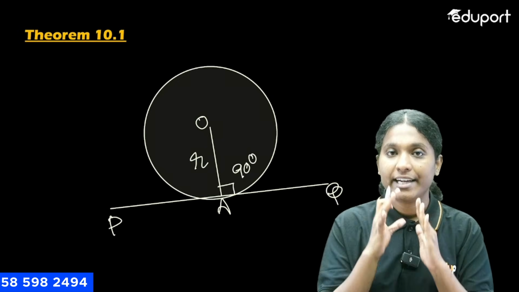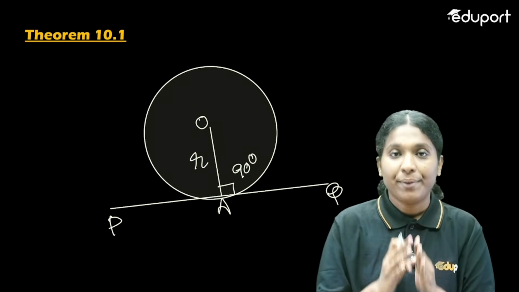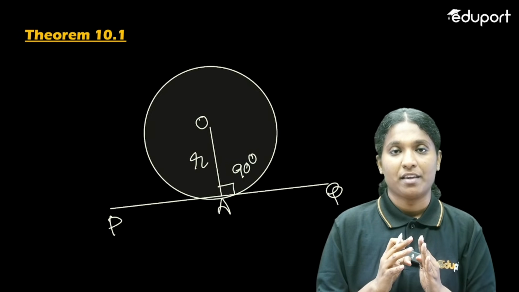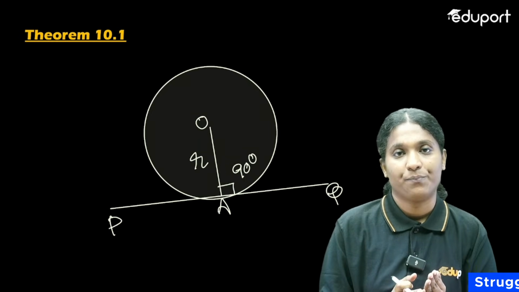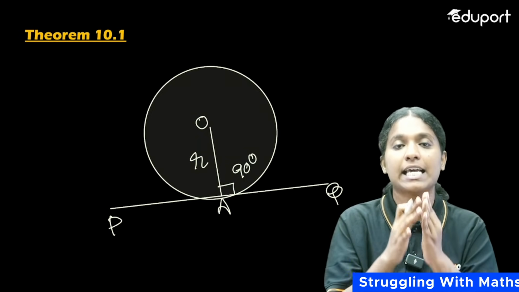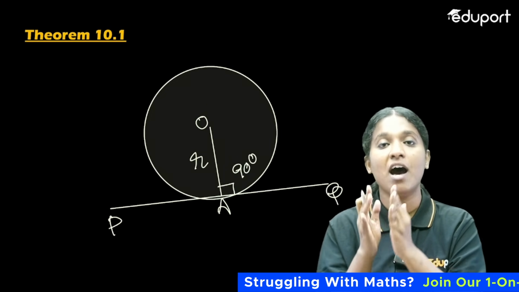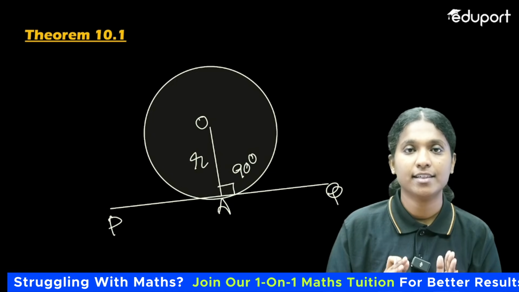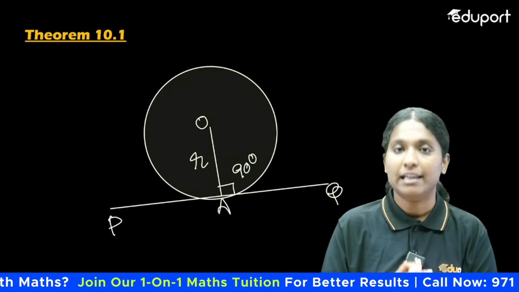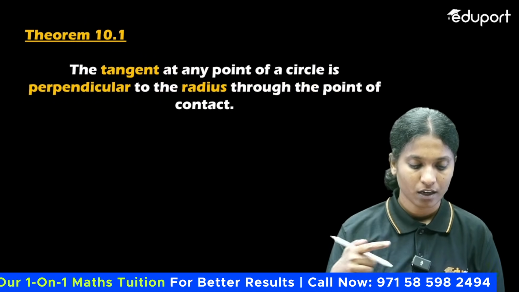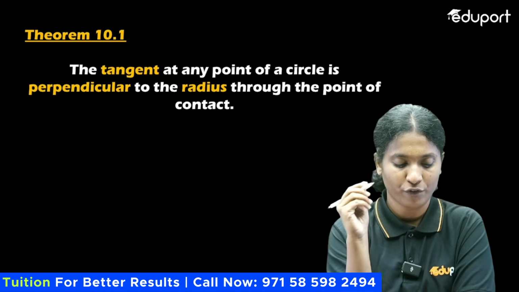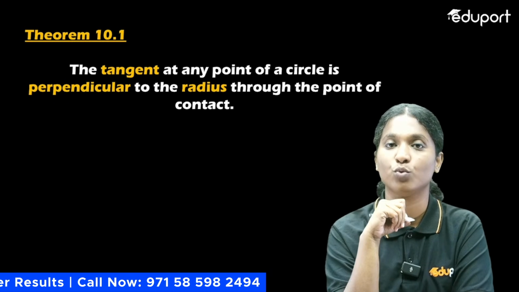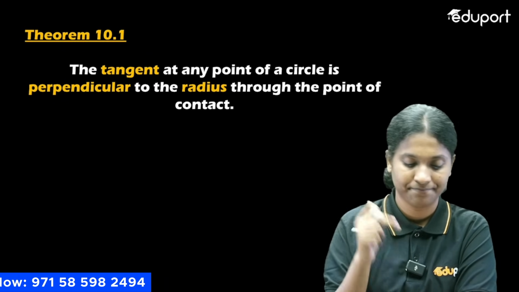So the radius is perpendicular to the tangent. For a circle, the radius is perpendicular to the tangent through the point of contact. That is the first theorem we have learned. The tangent at any point of a circle is perpendicular to the radius through the point of contact.